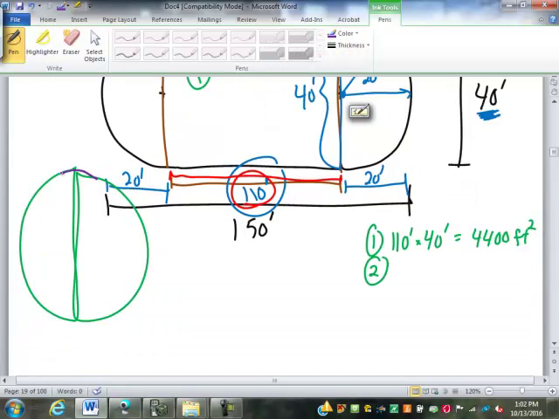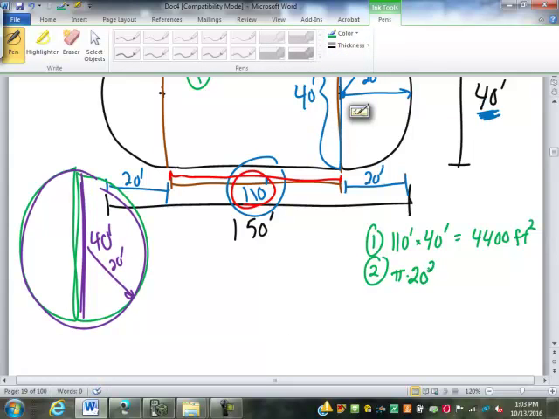What do I know about that full circle? Well, it has a diameter of 40 and a radius of 20. So to find its area, it's pi times radius, pi times 20 squared, otherwise known as 1,256 square feet, right? So we add that up. It's 5,656 square feet is the area of that whole figure.